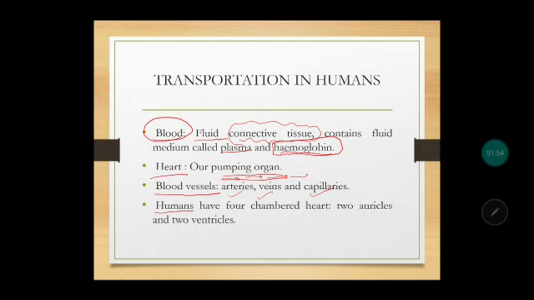Talking about humans, the human heart is four-chambered, means we have four compartments. We have two auricles and two ventricles. These are the parts we are talking about. When I show you the diagram, then it will be more clear. So the transportation system in humans includes blood, heart, blood vessels, and you can say that the human heart is four-chambered.